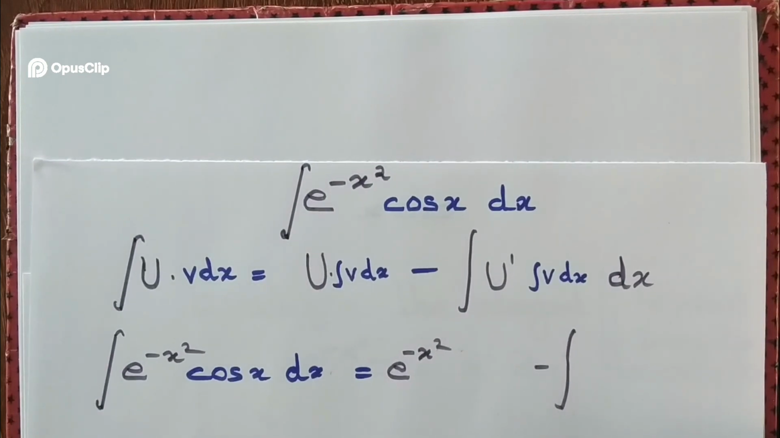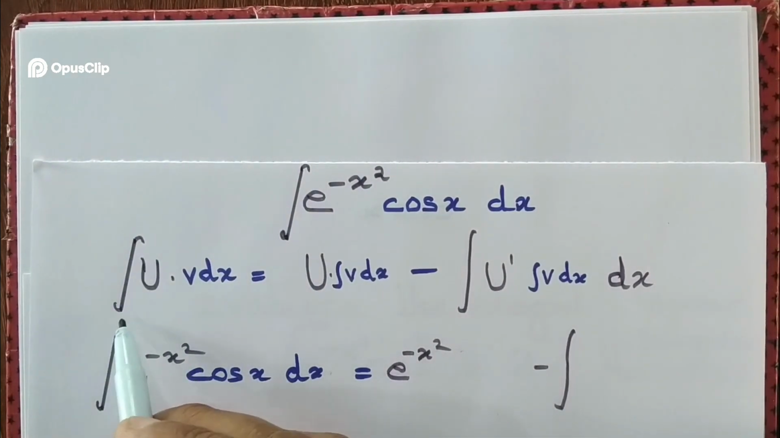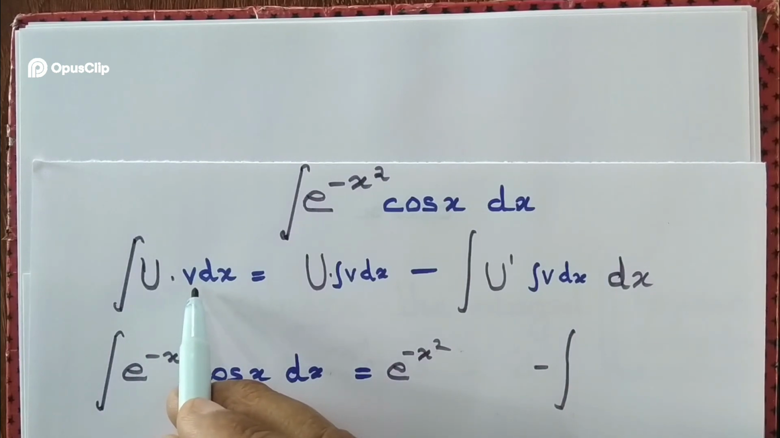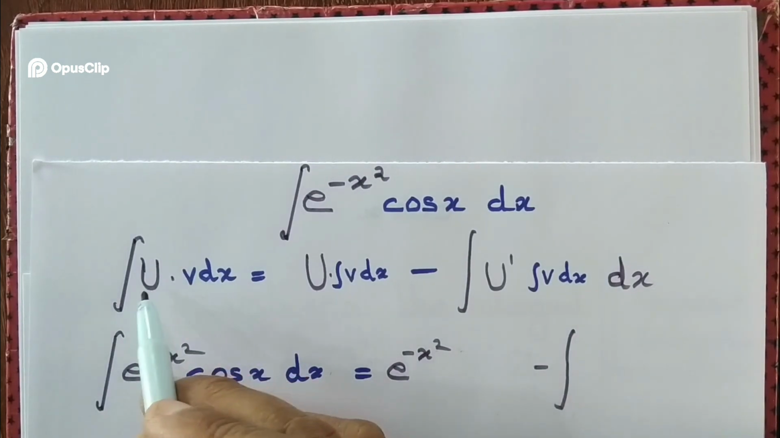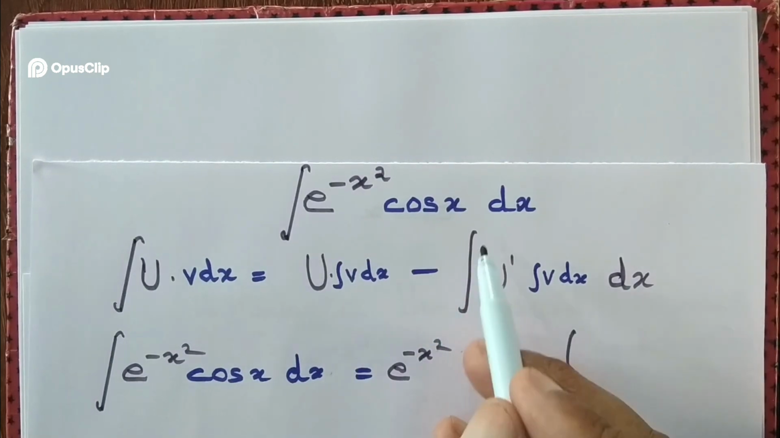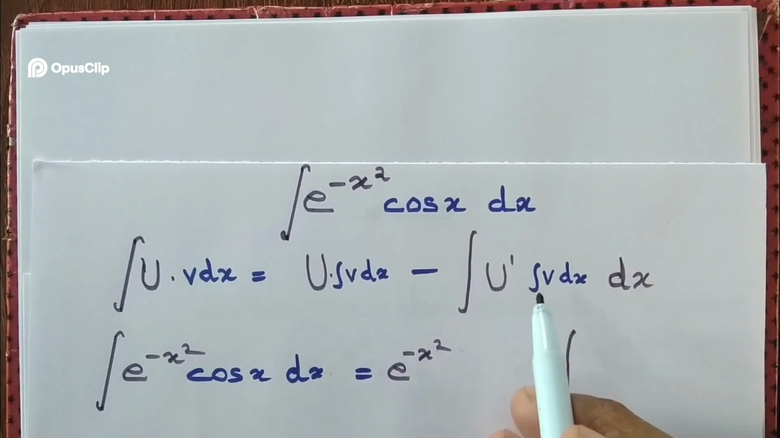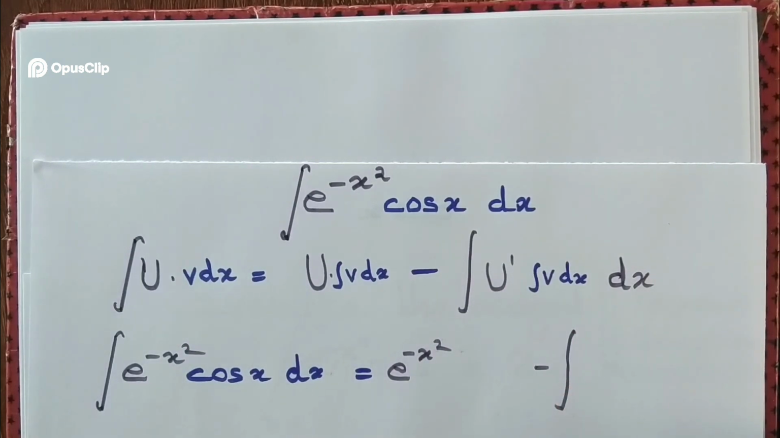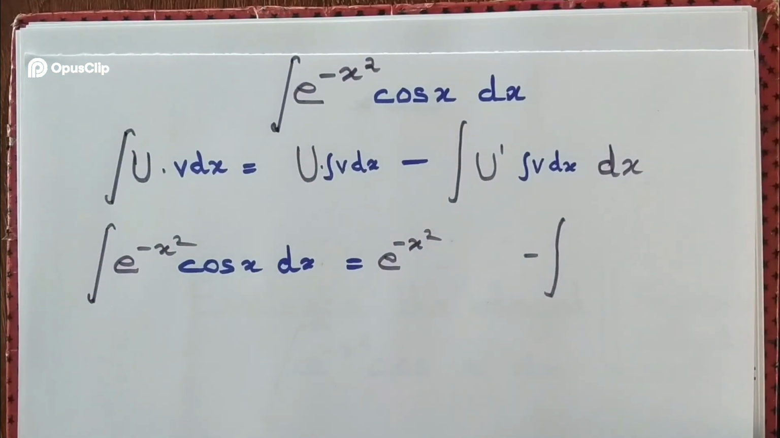Integration by parts says if we have a product of two functions and we want to integrate those, let u be the first function and v be the second function. Then the integral of the product of two functions is given by first function times integral of second minus integral of derivative of first times integral of second, and this product has to be integrated once again. So let's try to do it.